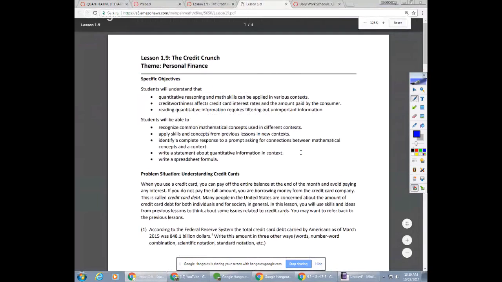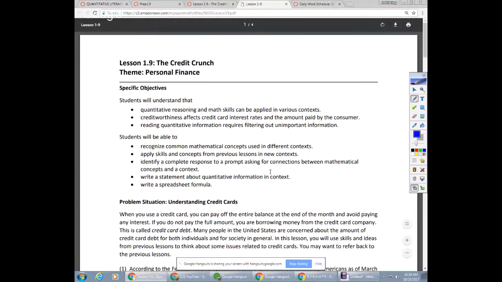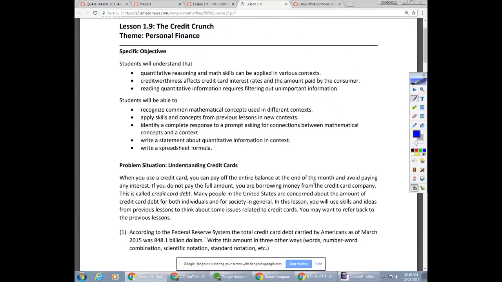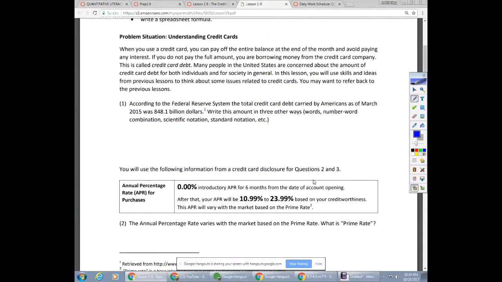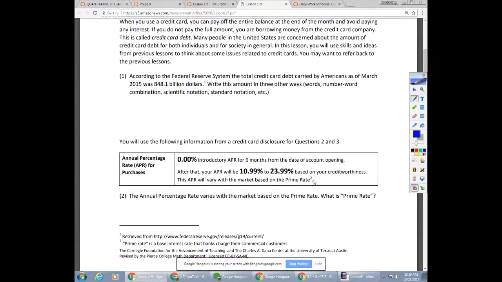So 1.9 picks up where lesson 1.8 left off, playing around with percentages. Here, we're going to play around with credit card debt, which if you don't have yet, you might someday in the future, but it's a good thing to avoid.